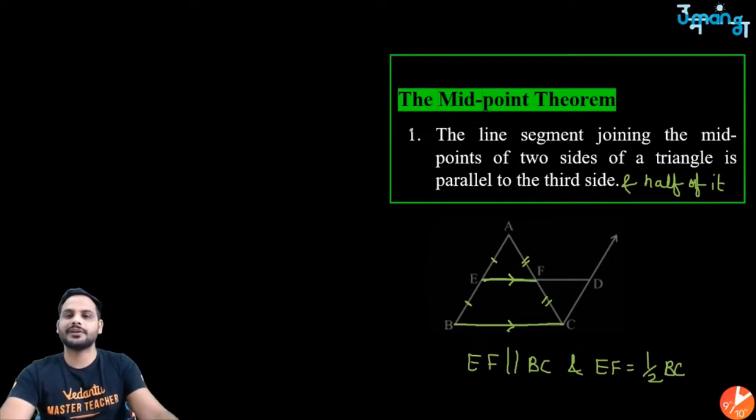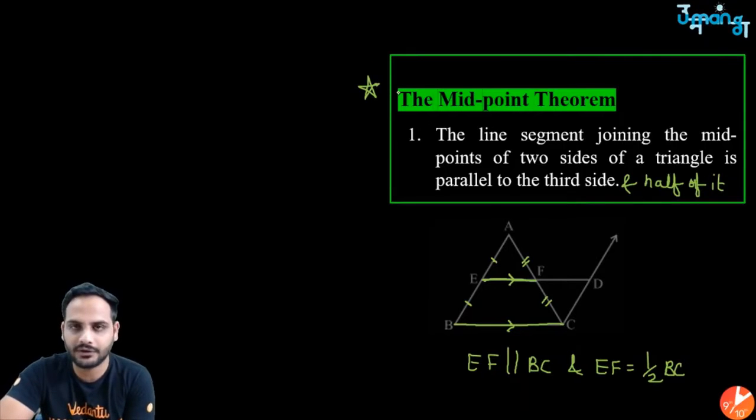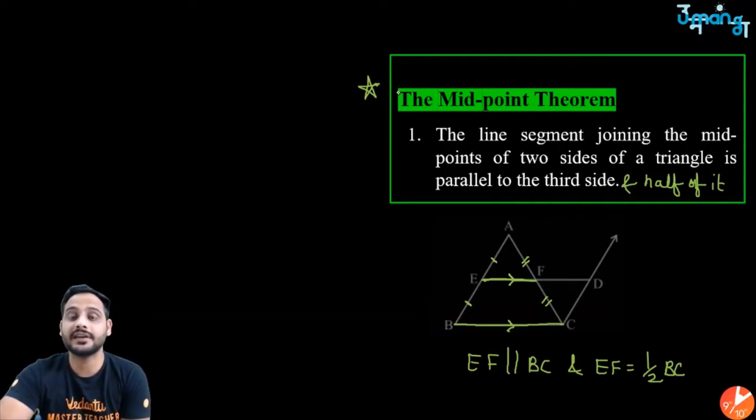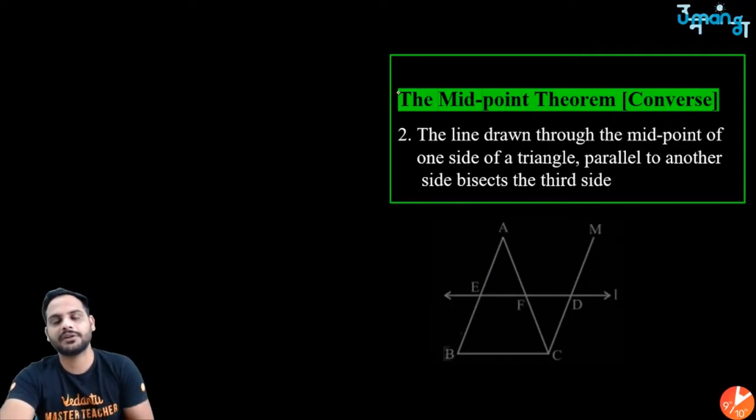This is your midpoint theorem, a very important part of this chapter. EF is parallel to BC and EF is half of BC if E is the midpoint of AB and F is the midpoint of AC. Okay. After that comes the converse of the midpoint theorem. So it is just the opposite of that.